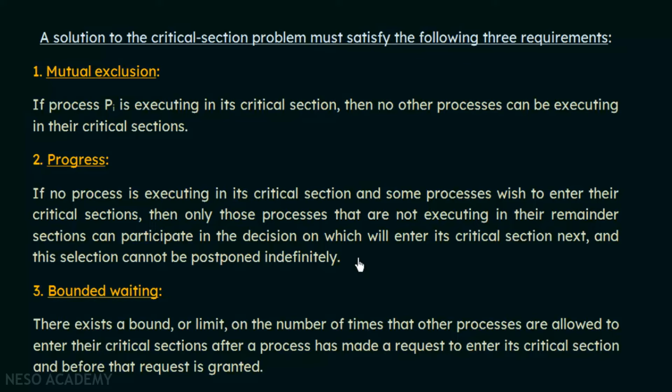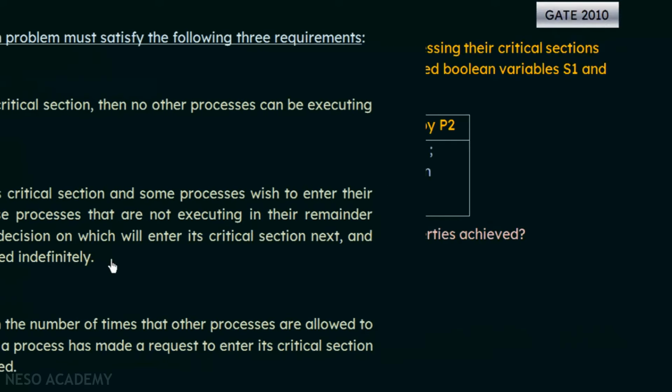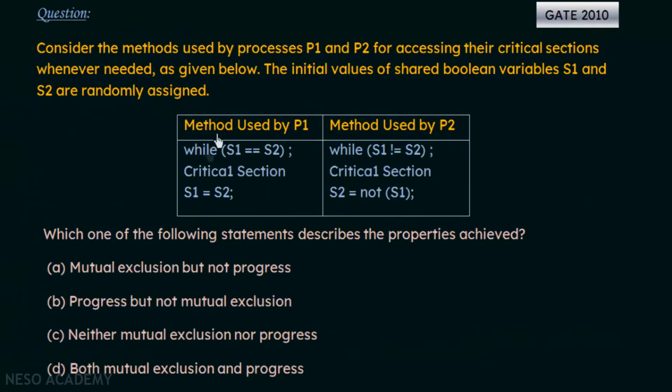Let's see if mutual exclusion and progress are satisfied in the methods that we saw for the processes in our problem. If you look at the methods used by processes P1 and P2, we see that in process P1, if S1 is equal to S2, then it will not be able to enter the critical section. And it will be able to enter the critical section only when S1 is not equal to S2.